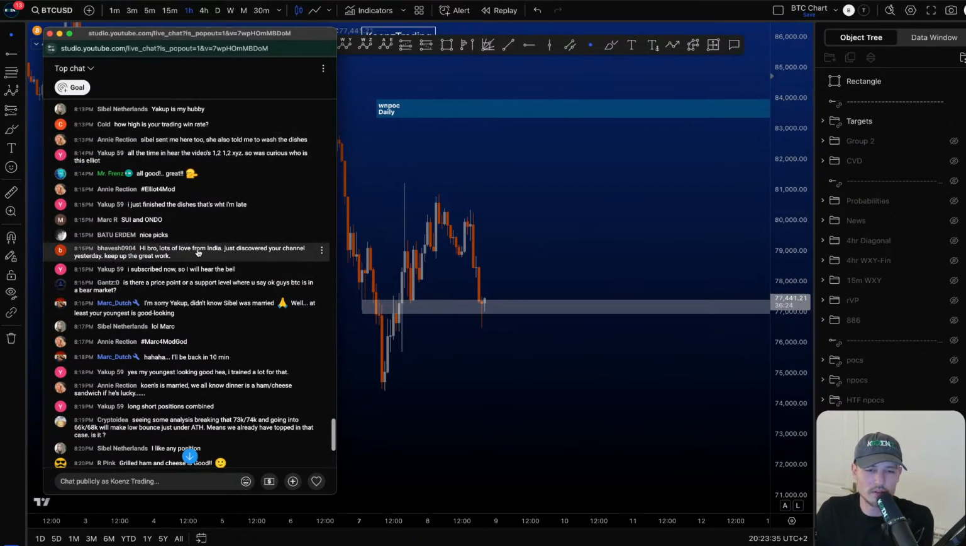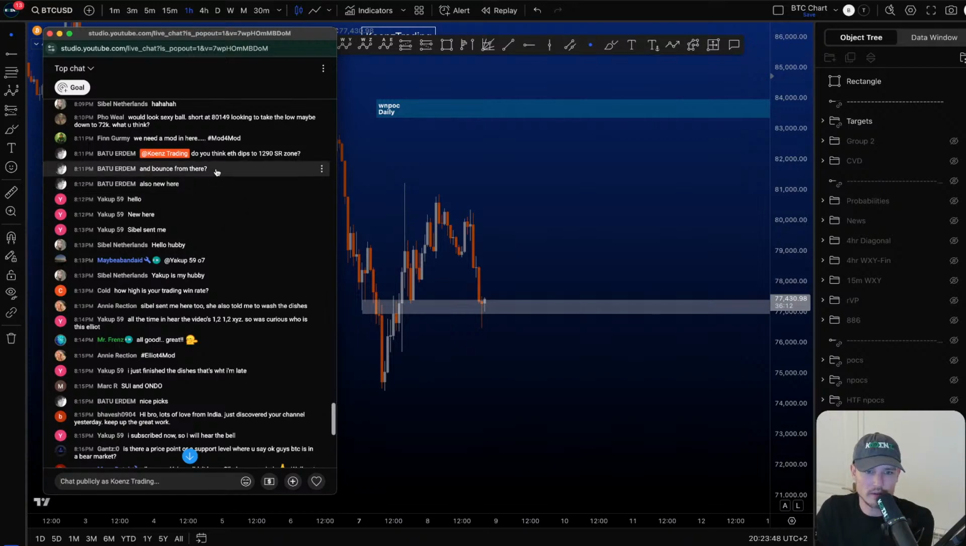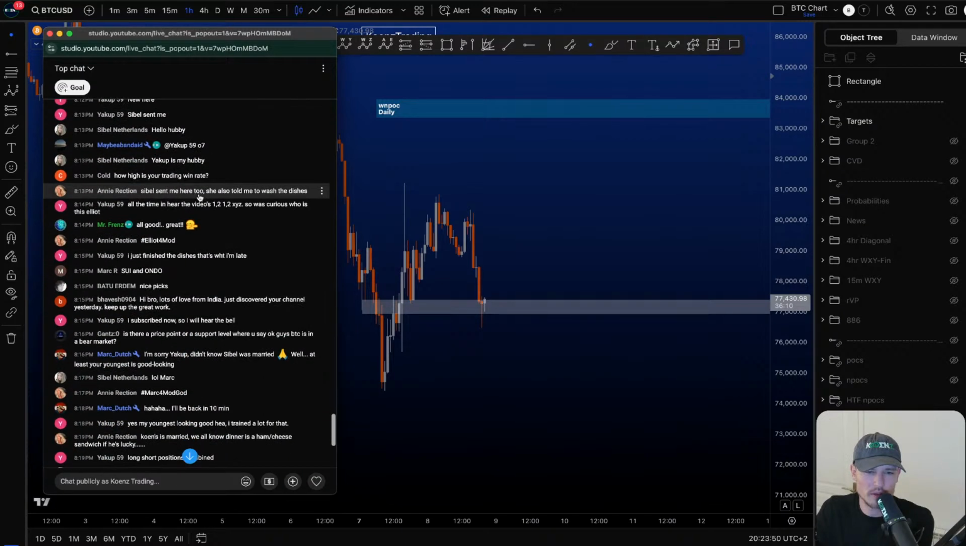ETH 1200 looks nice. Currently higher probability to still take out the low. How high is your win rate? On average, between 60 and 70%. Some months are higher, some months are lower, but that's the average. Oh yeah, I answered that one.